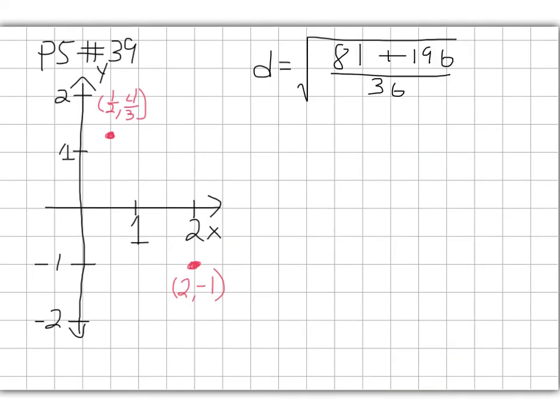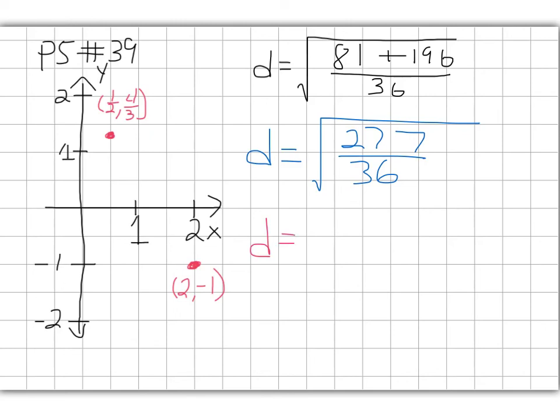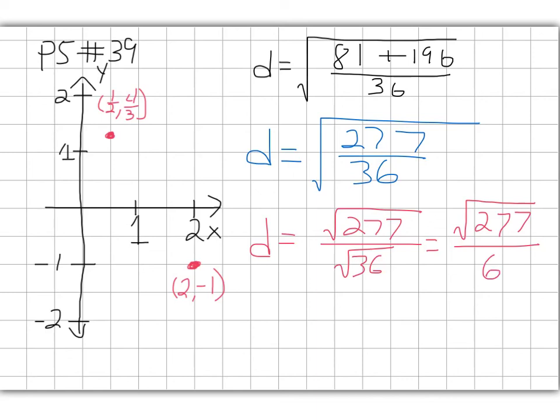Adding up this fraction, we're going to get the distance is the square root of 81 plus 196, which comes out to be 277 over 36. Now we can break this root up into the square root of 277 over the square root of 36. Now 277 is prime, so we can't get anything nice out, so we'll just leave it as the square root of 277. The square root of 36 happens to be 6. So this is a perfectly good distance for me.